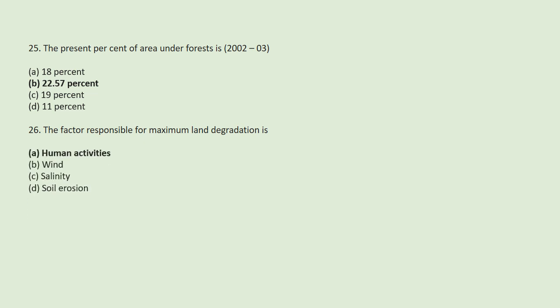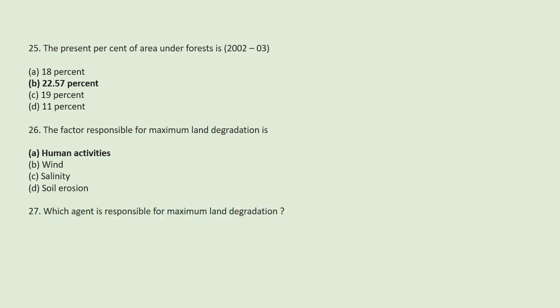Question 26. The factor responsible for maximum land degradation is A. Human activities, B. Wind, C. Salinity, D. Soil erosion. Option A is the right answer. The factor which is responsible for maximum land degradation is human activities.